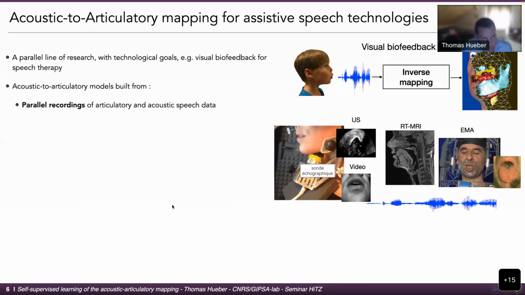So to continue with this inverse mapping problem, let's talk now about a parallel research line that tries to model it, but for technological goals. Many studies have tried to embed some kind of model able to link sounds to gestures in speech technology. For instance, in automatic speech recognition, people have been trying to integrate some articulatory prior knowledge, for instance, to improve noise robustness, etc.